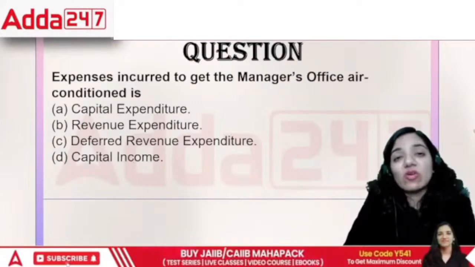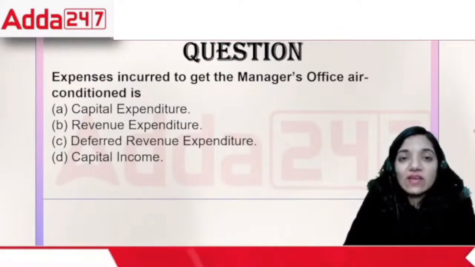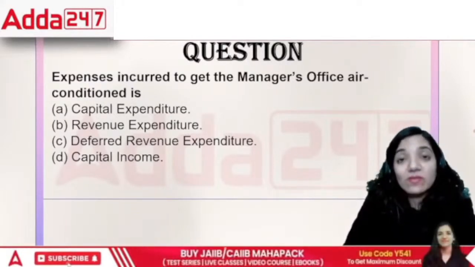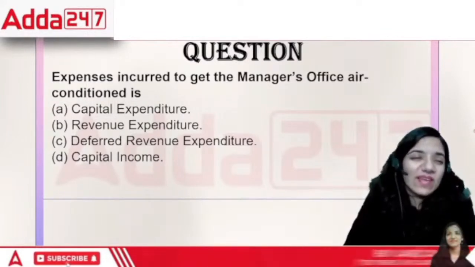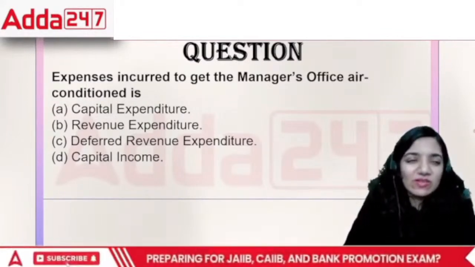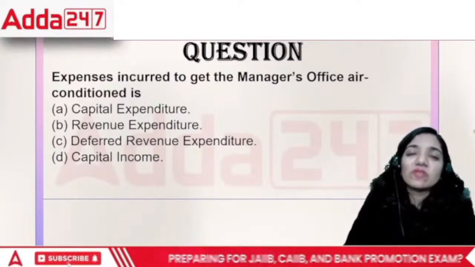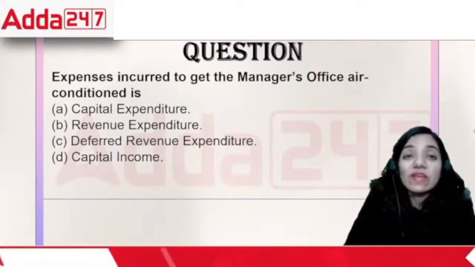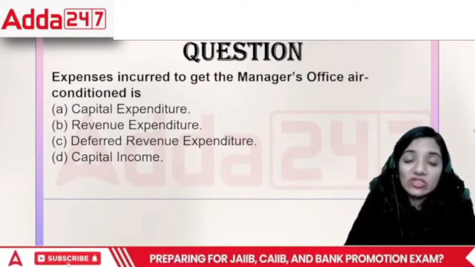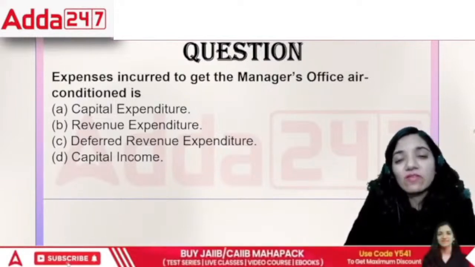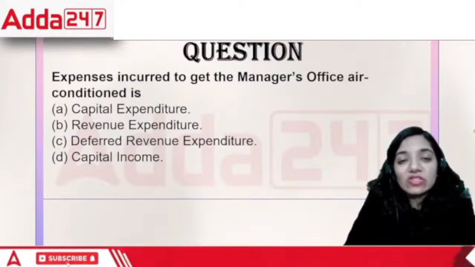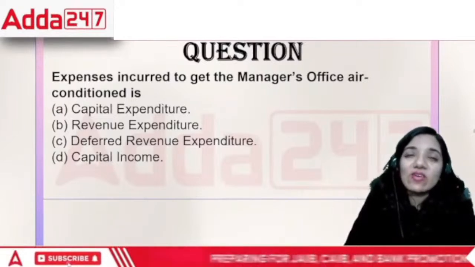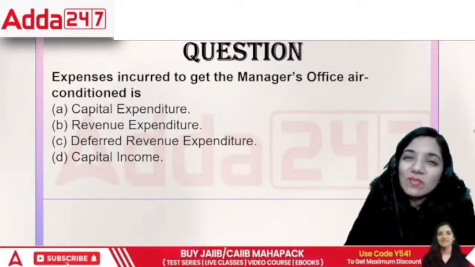Expenses incurred to get the manager's office air conditioned is. See, basically the manager who is working in the organization cannot work in weather which is very warm and where there's a good amount of humidity in the air. So it becomes difficult to work in such an atmosphere. So air conditioning is required in every nook and corner of the office. When expenses are incurred to get the manager's office air conditioned, is it a capital expenditure, revenue expenditure, deferred revenue expenditure or capital income? It's an expenditure that we incur so that we maintain a healthy environment for the manager to work.